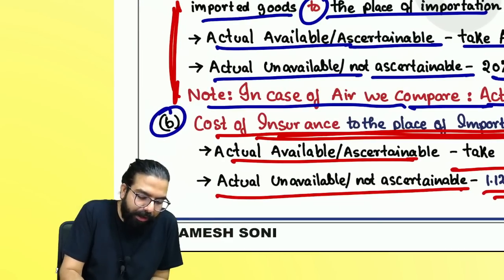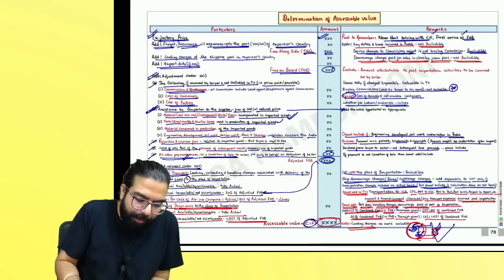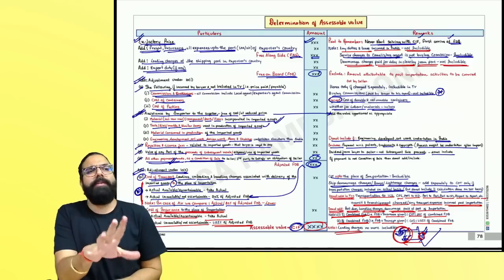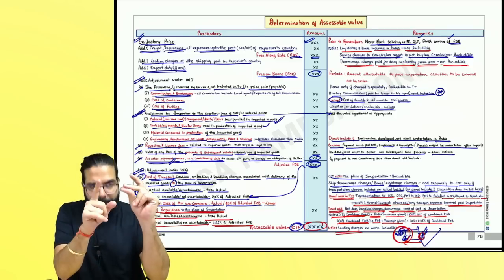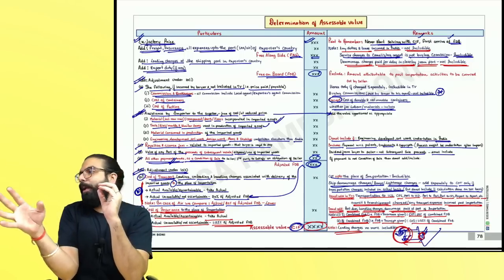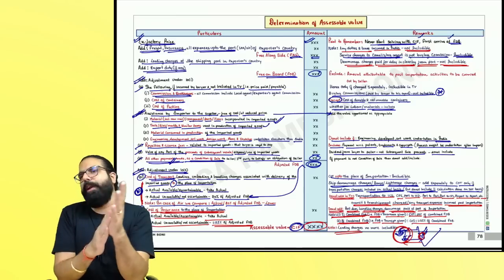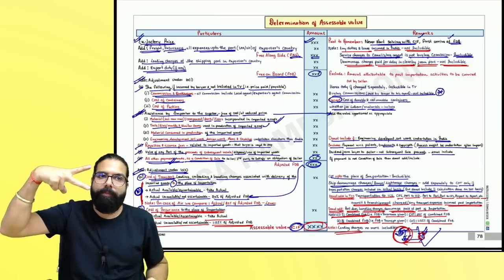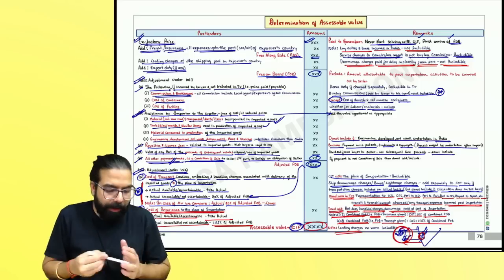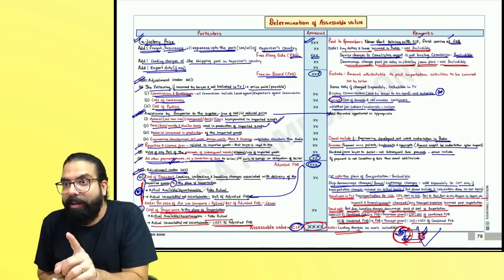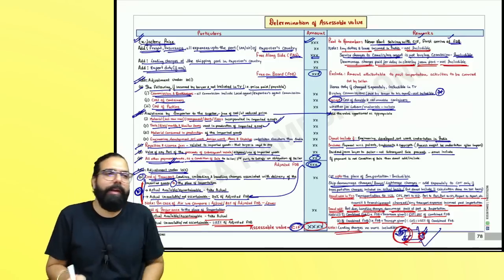The most important point over here is the calculation of cost of transportation. Remember one thing, I'll talk about vessel first. In case of vessel, if actual is given, take actual. If actual is not given, then take 20%. And when you take that 20%, remember that it includes, from the exporter's factory till the Indian port, whatever cost of loading, unloading, handling charges there is, that is assumed to be included in the 20%. Are we clear? In case of air, we always compare actual with 20%. Whichever is lower, that is to be taken. Only in case of air transportation do we compare and take whichever is lower.